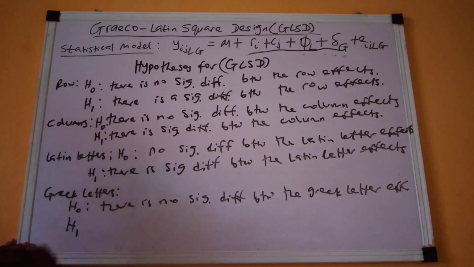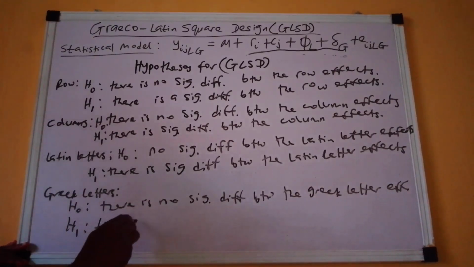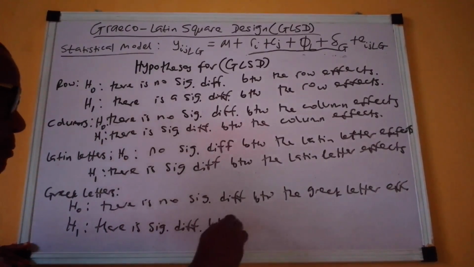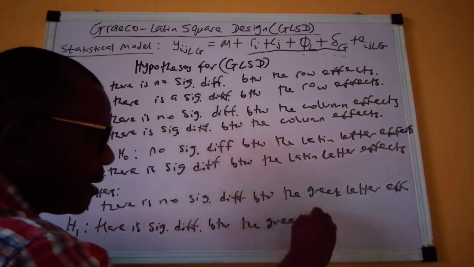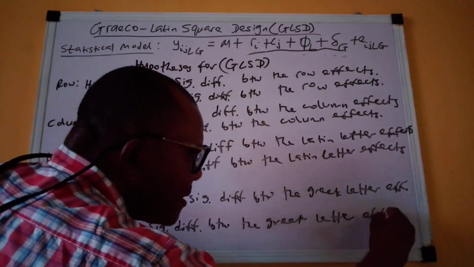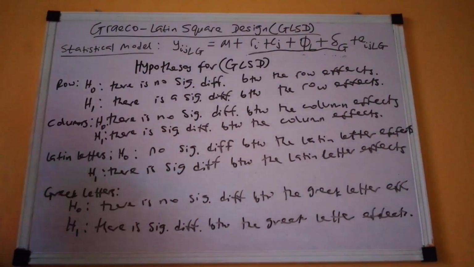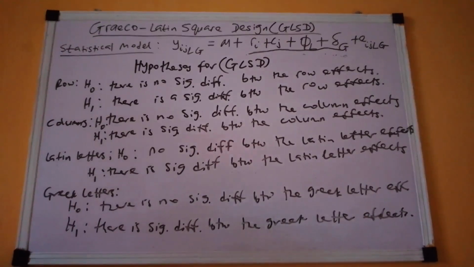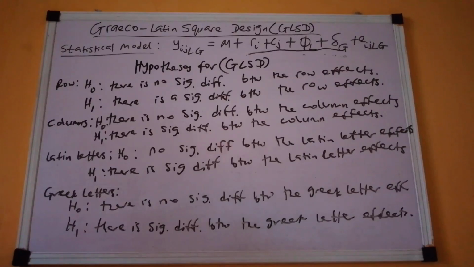While the alternative hypothesis H1 will be there is significant difference between the Greek letter effects. So these are the four sets of hypotheses that we are going to have when dealing with the Greco-Latin square design. We make use of the F ratio and the analysis of variance to carry out this design. They are all under a part of statistics known as design and analysis of experiment.